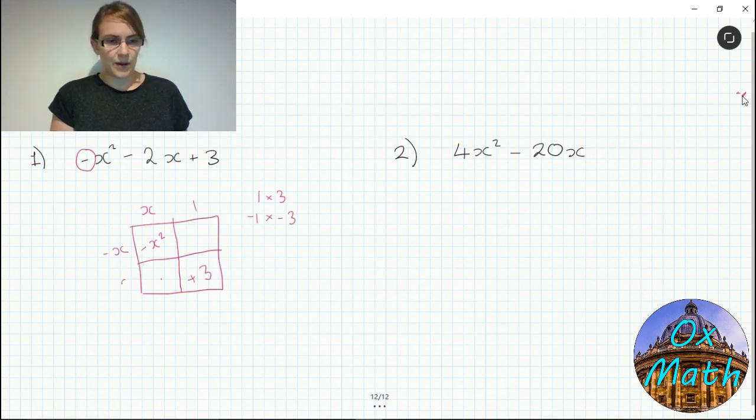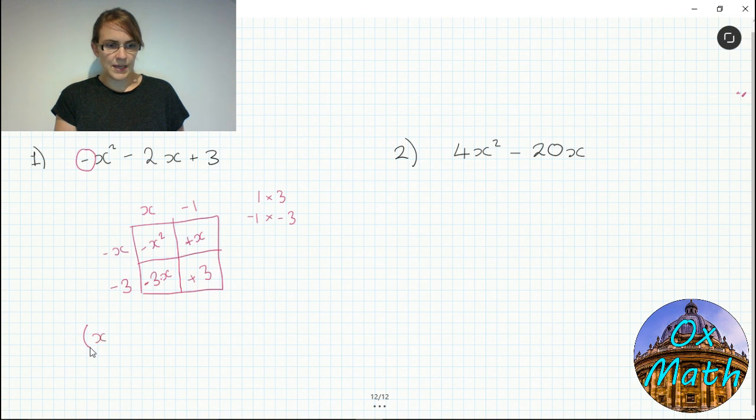So if I put my 1 up here and my 3 on the side, 1 times minus x is minus 1x, and 3 times x is plus 3x. If we add those up, we get plus 2x. Now I want minus 2x, so I can see that if I just reverse my signs, it's going to work. So instead of 1 and 3, I'm going to have minus 1 and minus 3. Minus 1 times minus x will give me plus x, and x times minus 3 will give me minus 3x, and they now add together to give me my minus 2x.